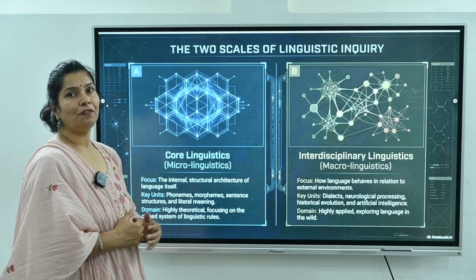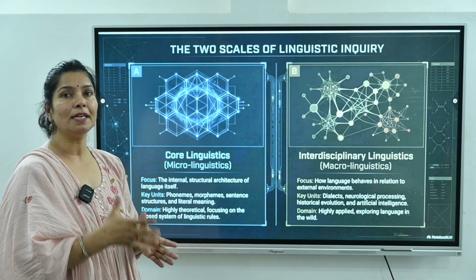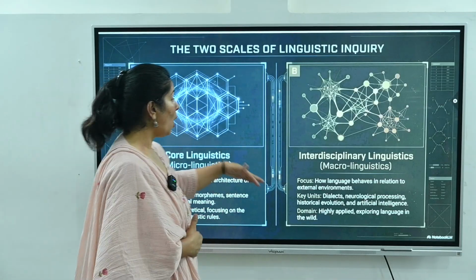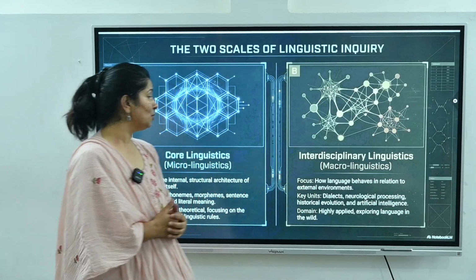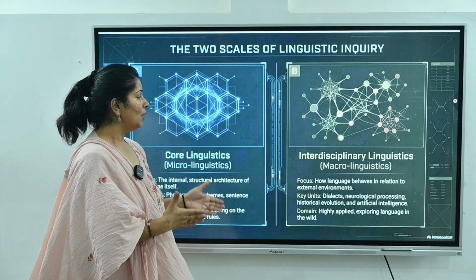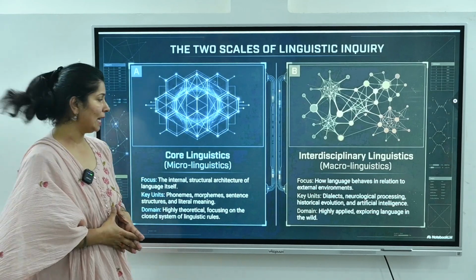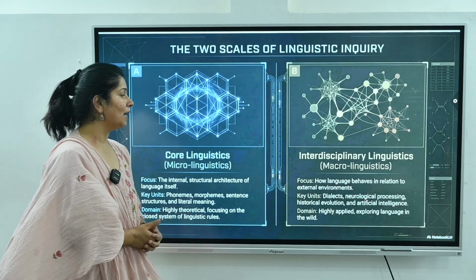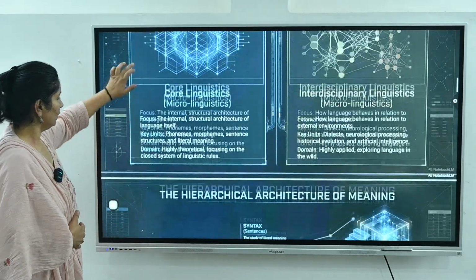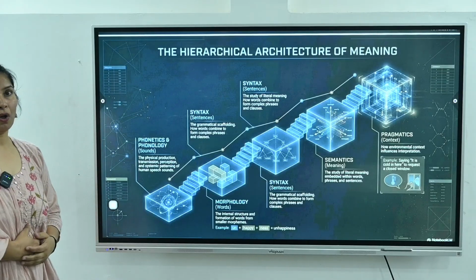On the other hand, if we talk about applied linguistics, macro linguistics or interdisciplinary linguistics, it is equally important how language behaves in relation to external environments. The key units are dialects, neurological processing, historical evolution, and artificial intelligence; it is highly applied, exploring language in the wild. These are the theoretical branches of linguistics.